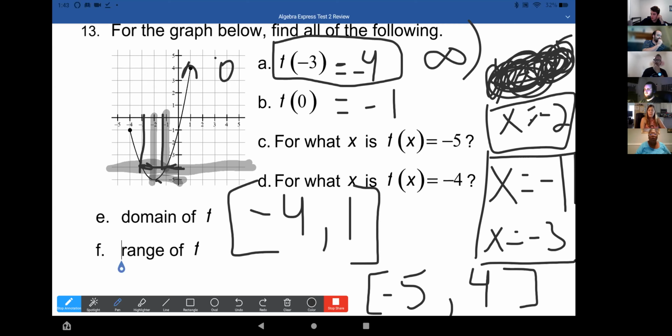Where'd you get the 1 from? So we're going left to right. This is as far left as it goes, and this is as far right as it goes. Looking at my x-axis, it goes as far left as -4 and as far right as +1 over here. It doesn't have to touch anything. It's just whatever it is. We go left to right, as far left as the graph goes.